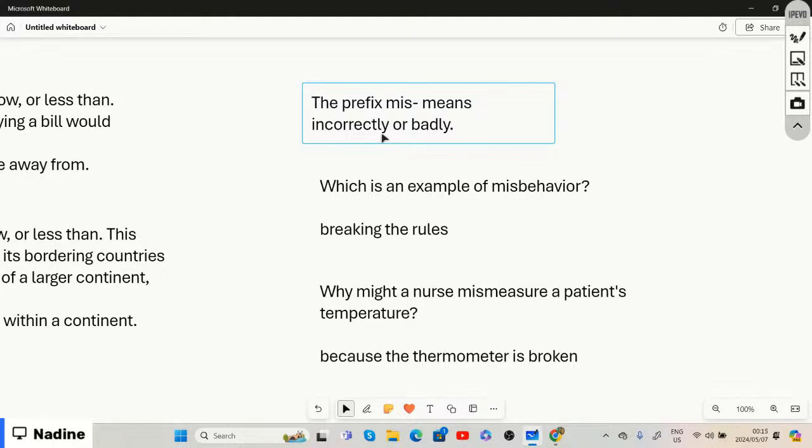And then why might a nurse mismeasure a patient's temperature? A nurse might mismeasure a patient's temperature because the thermometer is broken. They won't just mismanage or mismeasure your temperature, let's say, on purpose.